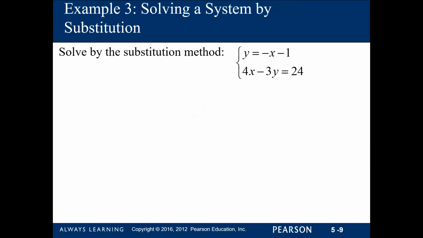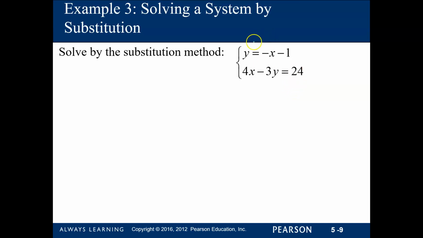So from the name itself, it says substitute. So we will be substituting one of the variables. So we always have two, x and y. So we will replace one of them with an expression that is defined by one of the equations here. So for example, we have these two linear equations. y equals negative x minus 1, and the other one is 4x minus 3y is equal to 24.